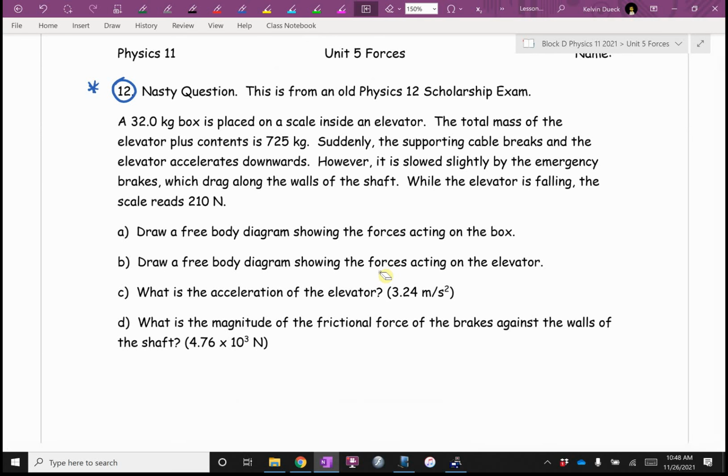A and B, to me, are fair game. A says, draw a free body diagram showing the forces acting on the box. I'm going to do that right here. So here's the free body diagram for part A. What are the forces acting on this box? Get the obvious one.